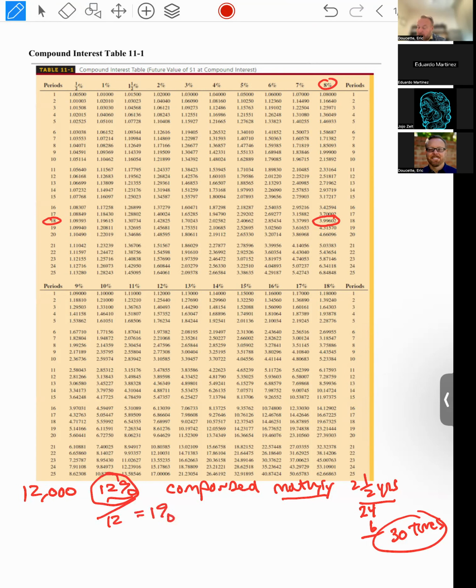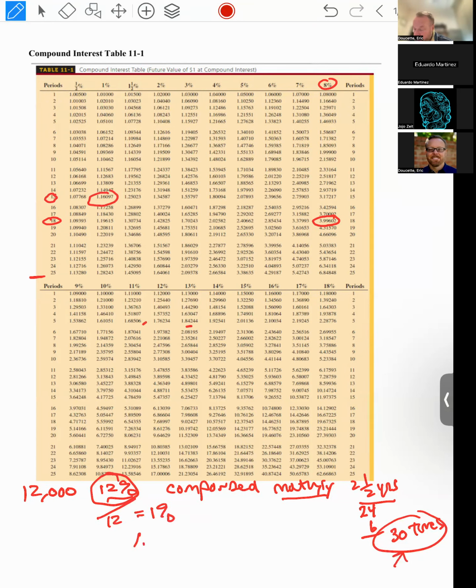So I'd go to my table. And so 30 times. If you look at your table, we have a problem here. It ends at 25, but it's 30 times. So how do I solve that? It's very simple. What you do at that point is you cut it in half. So you go 15 at 1%.